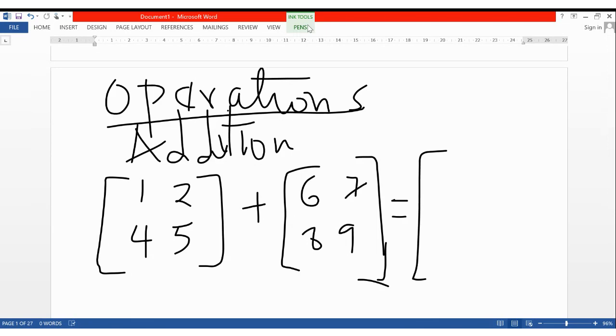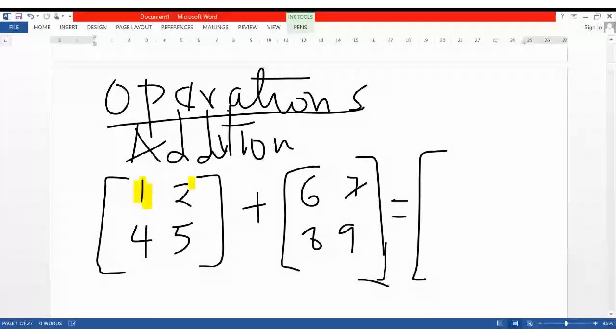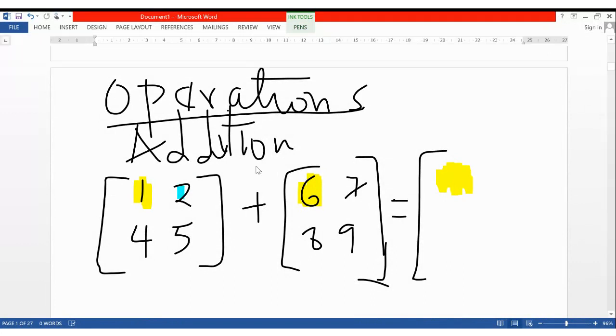So like this one, the one in yellow, this 1 and this 6, I'll add them here. The value will be there. And then this other one in blue, the 2 and the 7, I will add with that element there. You can see they are in identical positions. And then I add the 4 and the 8 together, and finally the 5 and the 9 together. That's how you do it basically. You add the same in the same position.